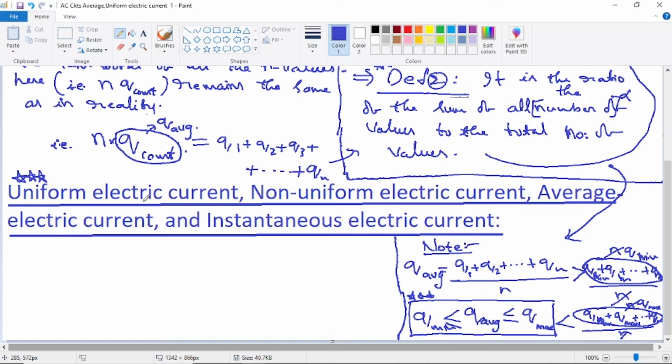Now the first quantity here is the uniform electric current. So what is the definition of uniform electric current? Definition: uniform electric current. I'm just putting the short side heading. So how is uniform electric current actually defined? The definition is almost similar to the definition of uniform velocity or uniform speed. Now just check the actual definition of electric current, or the strength of electric current.